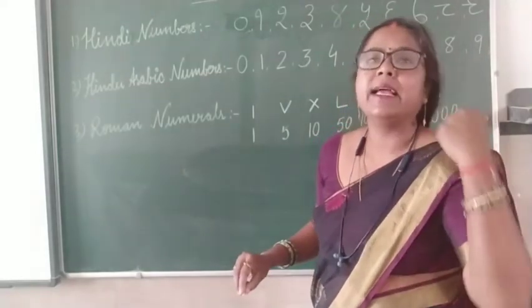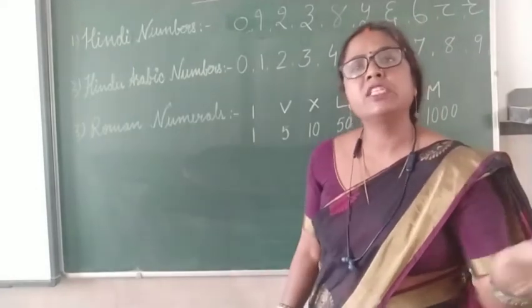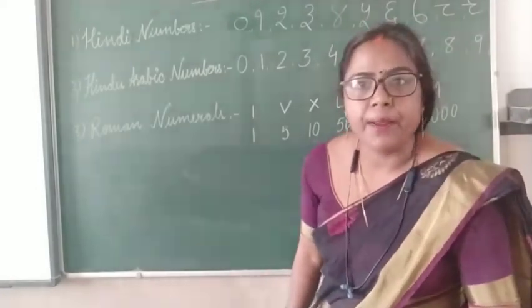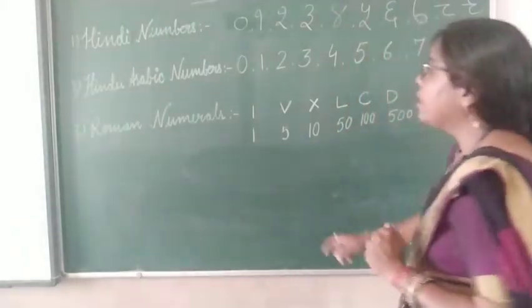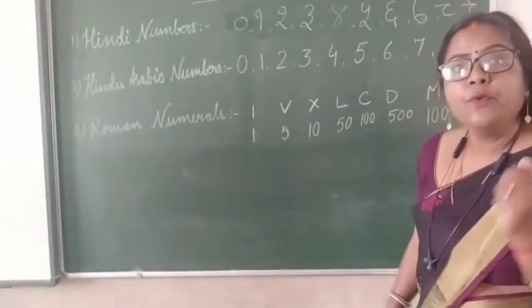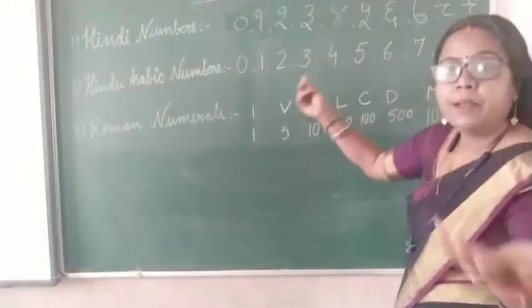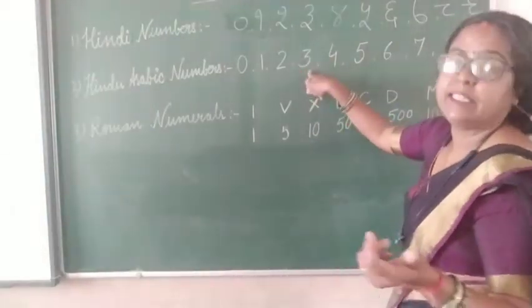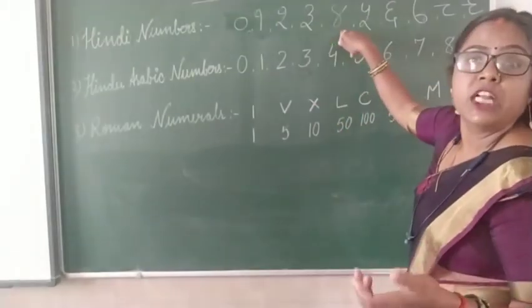Now you are going to class 6, so your base should be clear. If somebody asks you why, you should give the proper answer. Now come to Roman numerals. In Roman numerals also we use the same thing. To frame a number, we are combining digits: 2 and 3, 23; 3 and 4, 34.